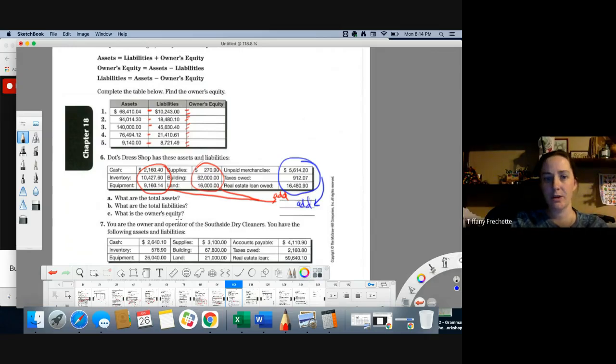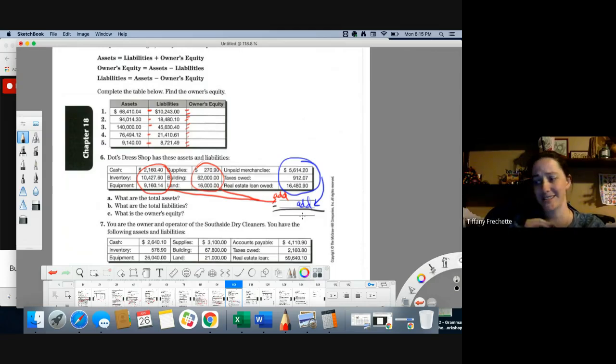And then what is the owner's equity? So remember, owner's equity, and I'm going to come back up here, is assets minus liabilities. So if we know total assets and we know total liabilities, all we have to do is subtract the two. So we're just going to subtract these two, and that'll give us our owner's equity.